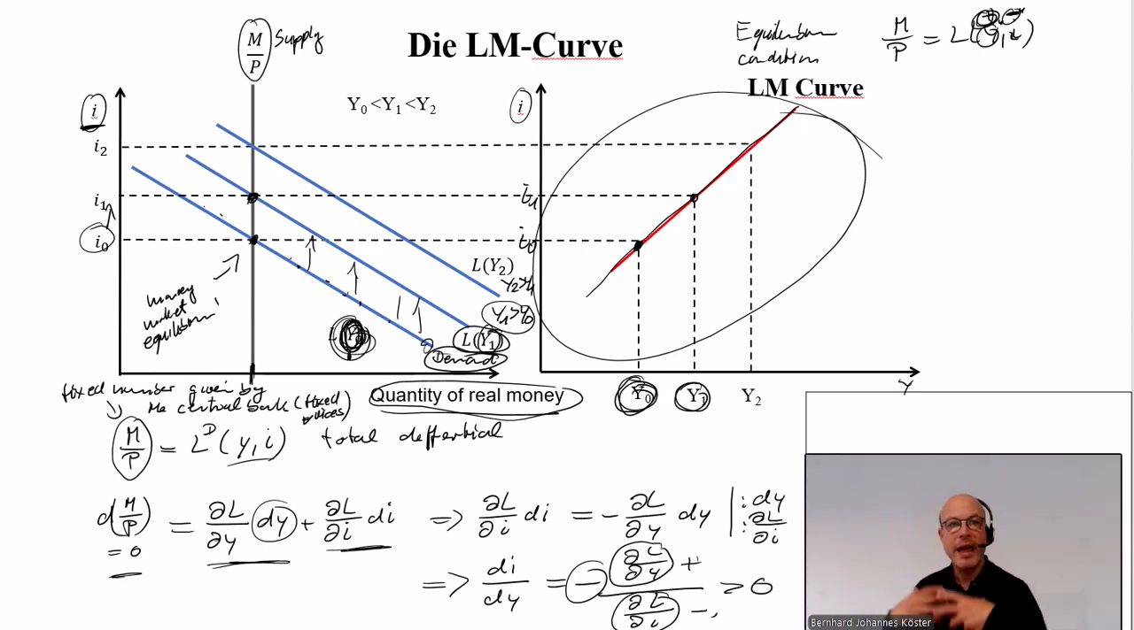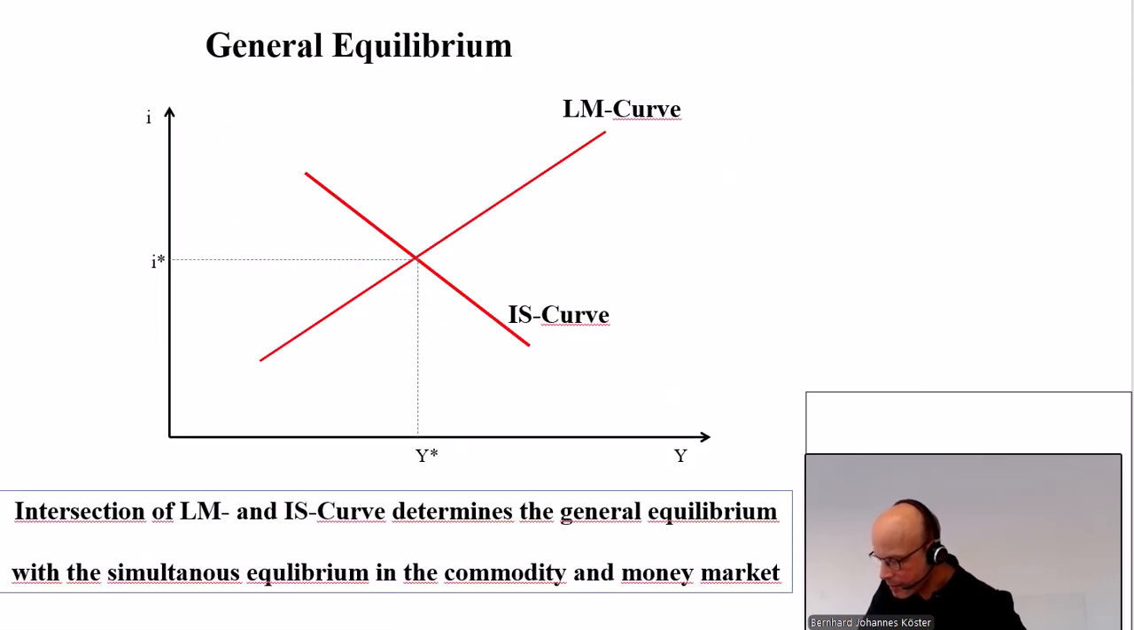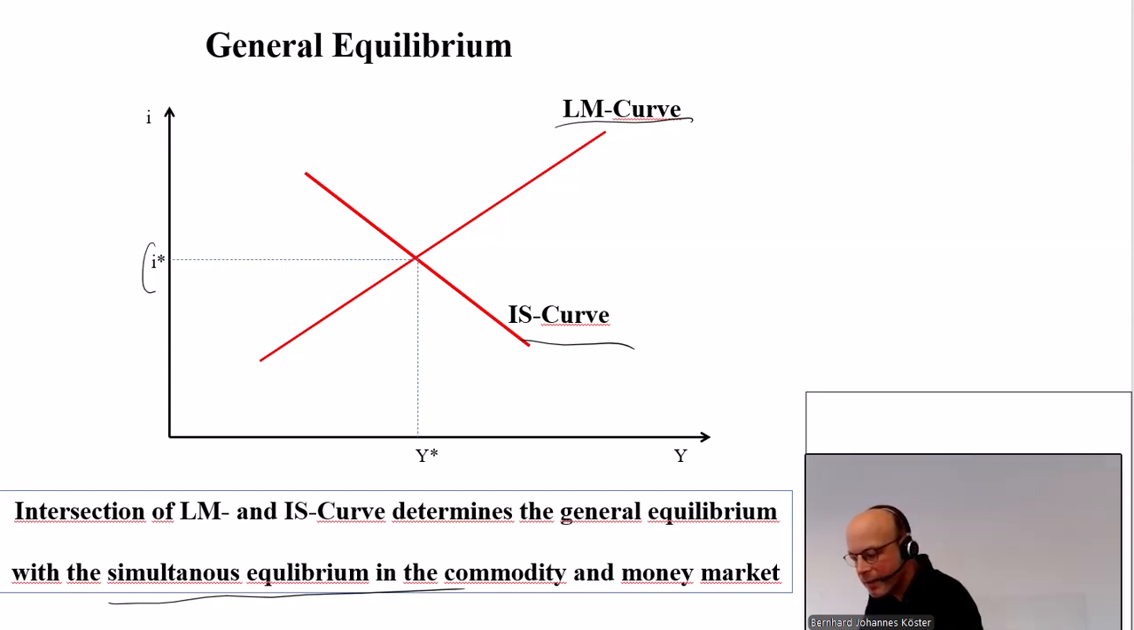Okay, then having these general dependencies from the money market and the commodity market, we put this together and come to the overall equilibrium of our economy, the cut of the LM curve and the IS curve, simultaneous equilibrium of the economy, where we then have our equilibrium income and our equilibrium interest rate.